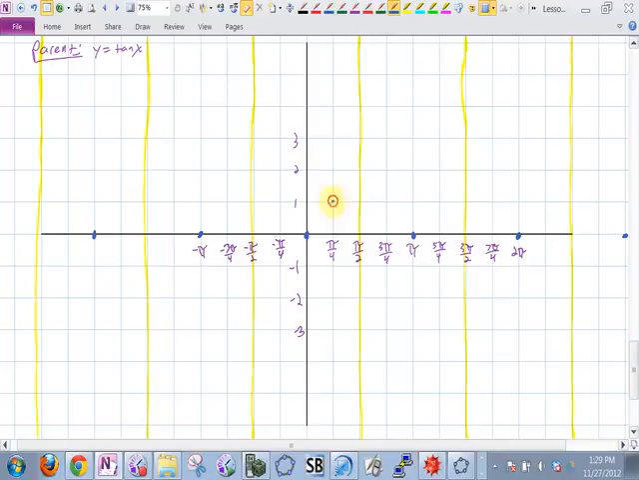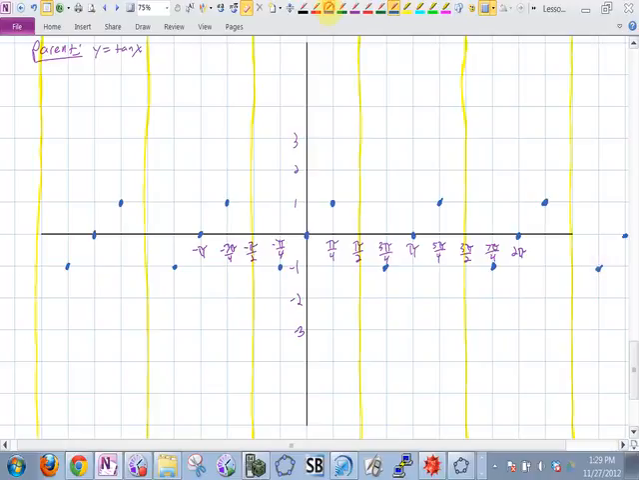And then we have a point pi fourths, comma 1, 5 pi fourths, comma 1, 9 pi fourths, comma 1, negative 3 pi fourths. And then we have negative pi fourths, negative 1, 3 pi fourths, negative 1, 7 pi fourths, negative 1. And that's it. There's all the important pieces.